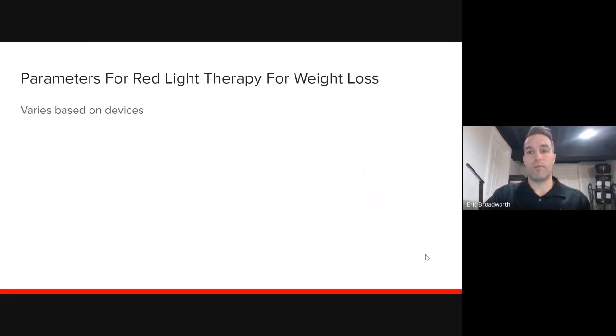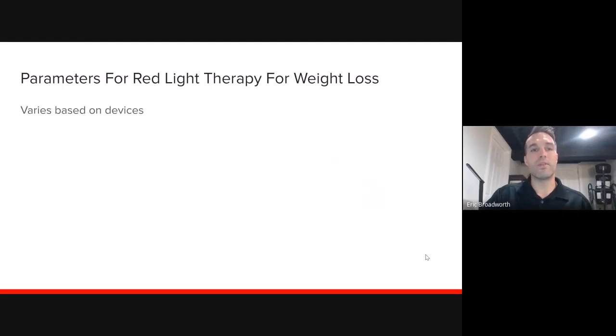Parameters for red light therapy for weight loss. This is really going to vary based on the device. It's going to depend on several things. It's going to depend on what wavelengths you're using. Are you using red or near infrared? What's the power output? And what does the manufacturer recommend? Unfortunately, it will vary depending on how much power the device has, what the wavelengths are, how many LEDs there are. All of those things play a role.